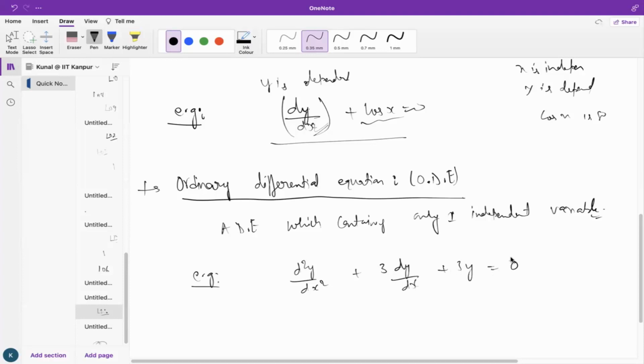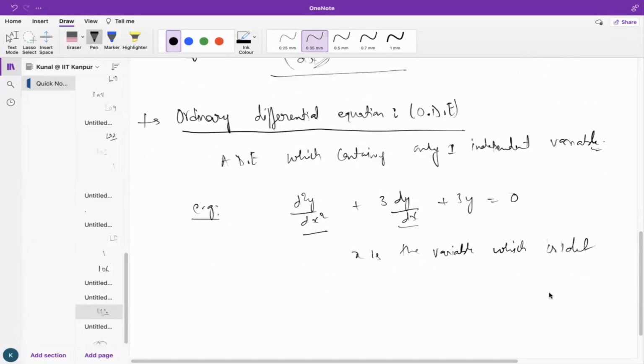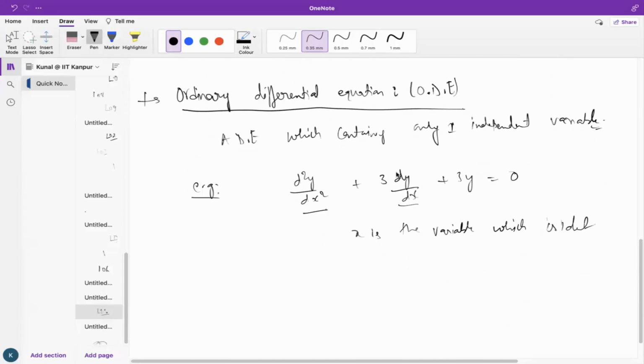So let us look at this example very carefully. Here only the x is the variable which is independent. So this is actually called an ordinary differential equation: a differential equation which has only one independent variable. And in this example, which is the independent variable? X. X is the only independent variable.